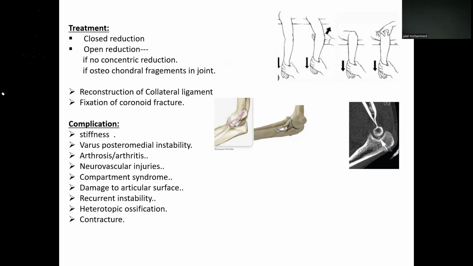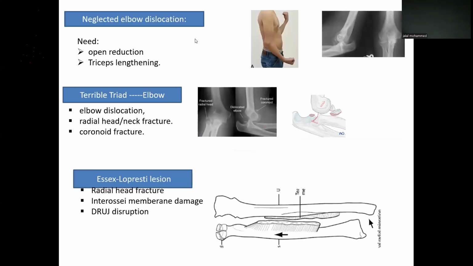So what are the complications? As it involves the joint, there is high risk of developing stiffness. Patient may have collateral damage. So if the patient has collateral damage, they may have instability. And the patient may develop arthritis due to the cartilage damage. Neurovascular, as I told, the brachial artery and the nerves are very close. Patient may have compartment syndrome, articular surface damage, and recurrent instability. And they may sometimes have myositis ossificans. And if they're not attended properly, they may have contracture in future. So this is all about acute elbow dislocation.